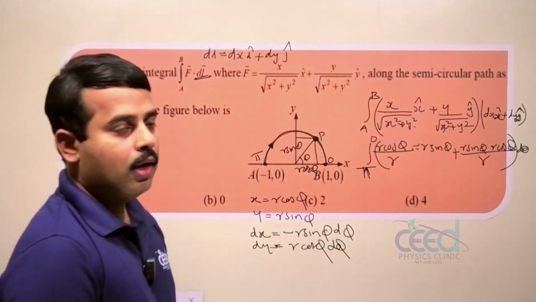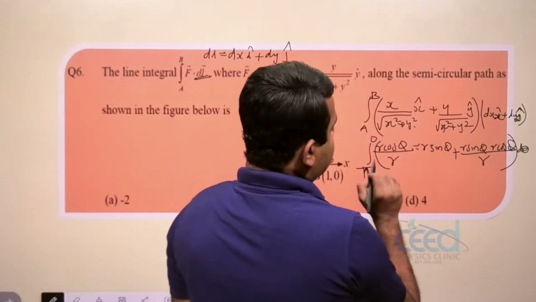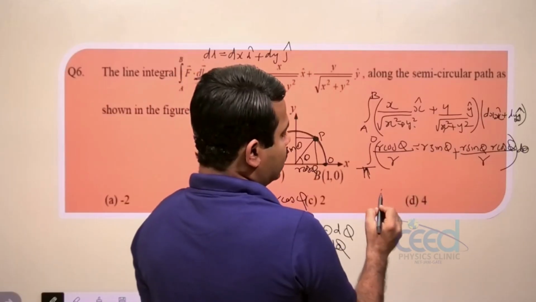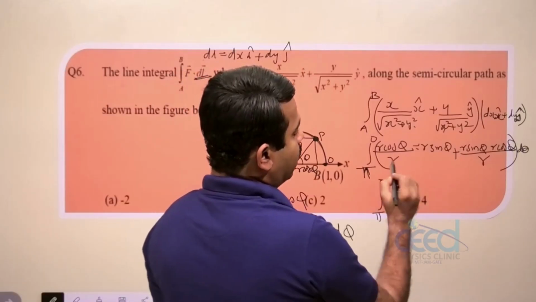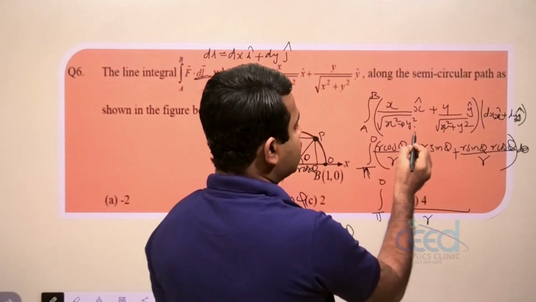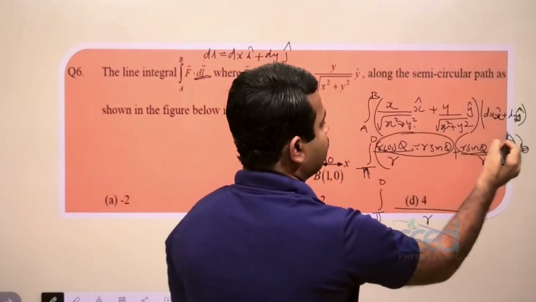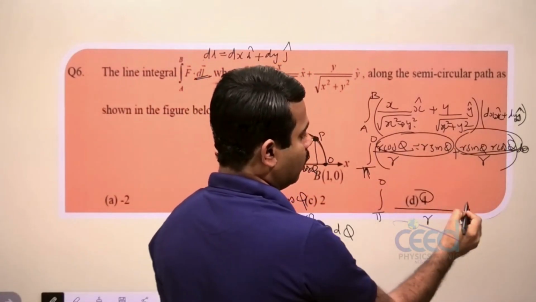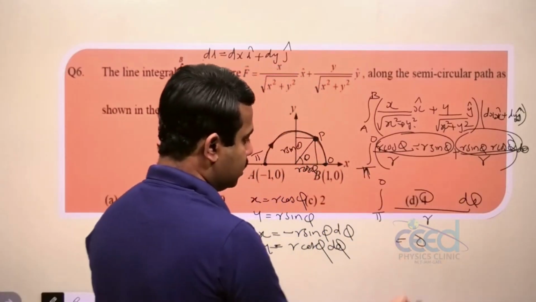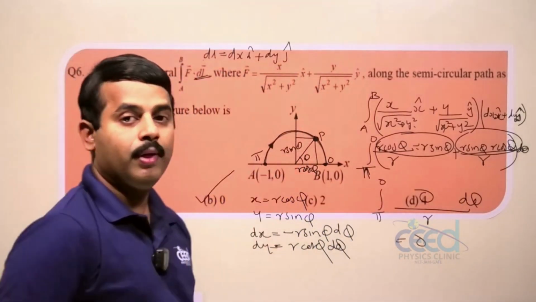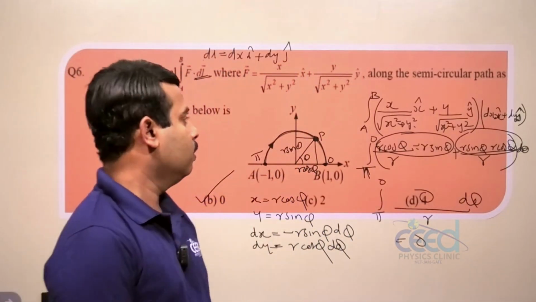Now this is very simple, pi to 0. Look here, r is common, this part is negative, this part is positive, but the value is the same. So the integrand is 0 d theta, and the answer is 0. Alright, then option B is correct.